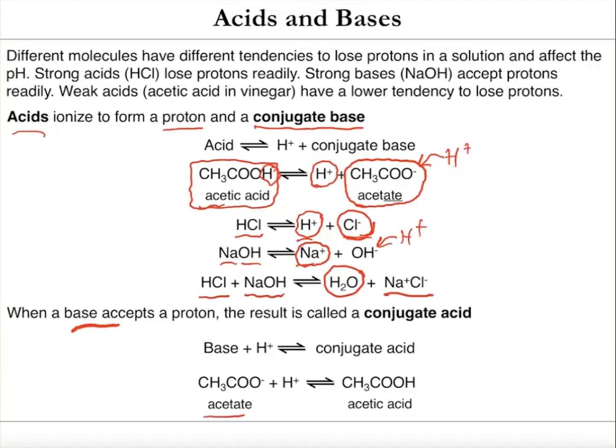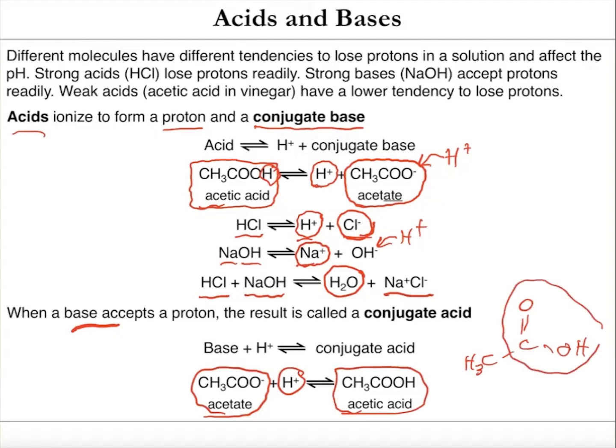And the opposite would be when a base accepts a proton. So if we had this acetate ion right here, it could accept a proton and become acetic acid. The chemical structure of acetic acid is like this: C, then COO, and then OH. This was that carboxylic acid group that we talked about that's part of amino acids. So they're able to lose or gain a proton at this position, which is what makes them acids.